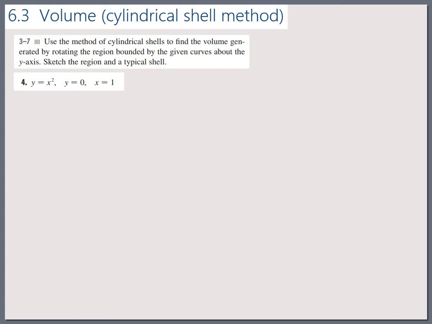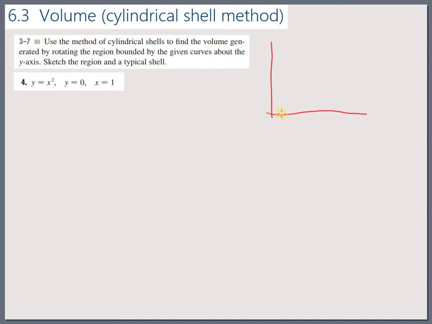Okay, let's warm up with number 4. They specifically said to use the method of cylindrical shells, and they want us to sketch the region and a typical shell. This is a pretty simple graph, so I'm just going to practice my drawing skills here, which clearly needs some practice.